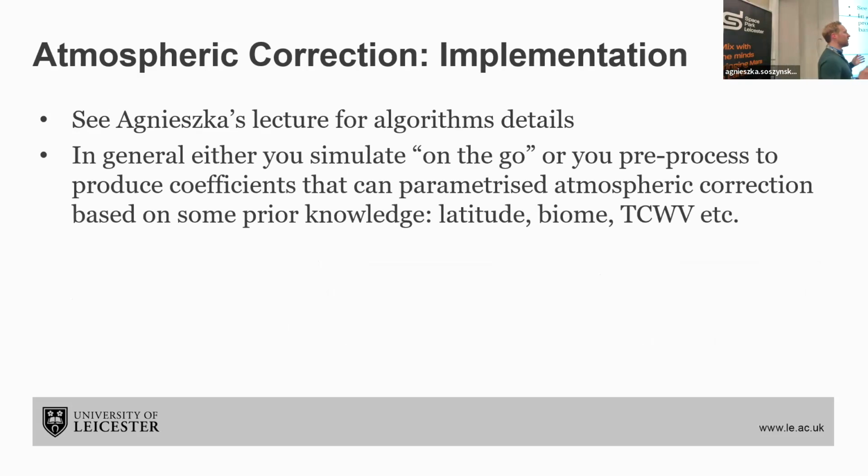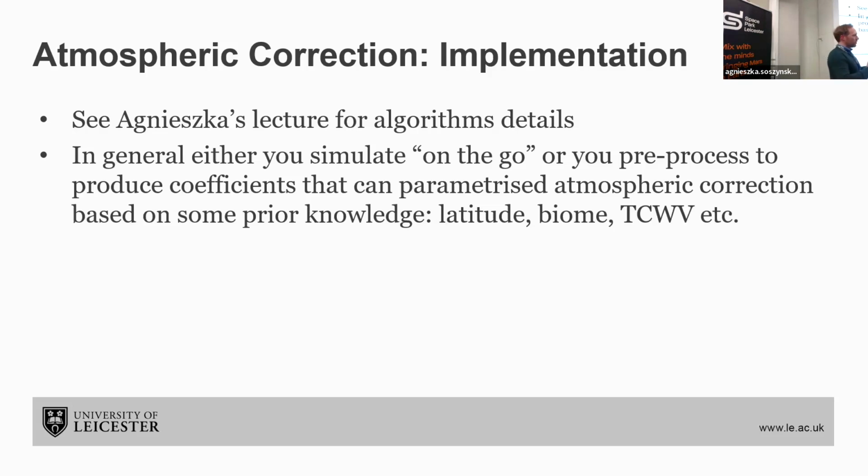So in general, there are two types of ways you do your atmospheric correction. Either on the go, and that would involve running something like RT-TOF actually on your retrievals. So you're going to do radiative transfer simulations for all of your observations, and try and do the correction.